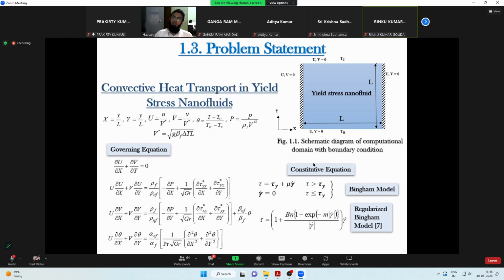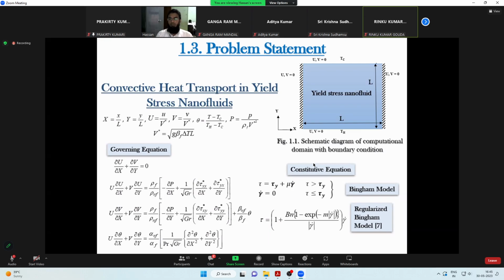This constitutive equation of the Bingham model has a complexity because of the inherent discontinuity at tau equal to tau y. These equations very clearly state that the deformation would be there only if tau is greater than tau y. So when tau is less than tau y, there is a discontinuity in the equation, and therefore this discontinuity is tackled by regularization of the Bingham model.